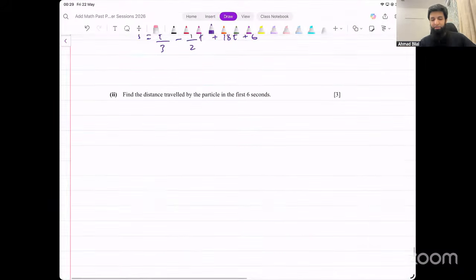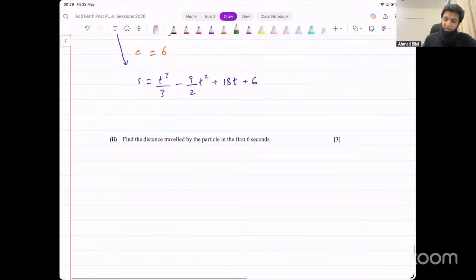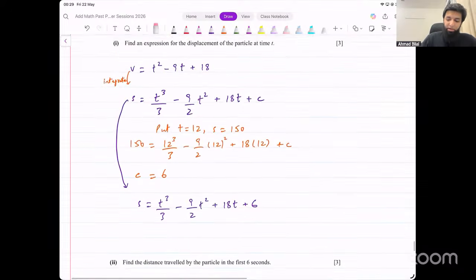Achha, now they're saying find the distance traveled by the particle in the first 6 seconds. Now, if they had just asked you for displacement, you could just input time equal to 6 in this function and you would get the result. But when you have distance traveled, you always have to break the journey at the points where velocity is equal to 0, right? Because those are the points where the object may be changing its direction. So you have to break the journey at those points.